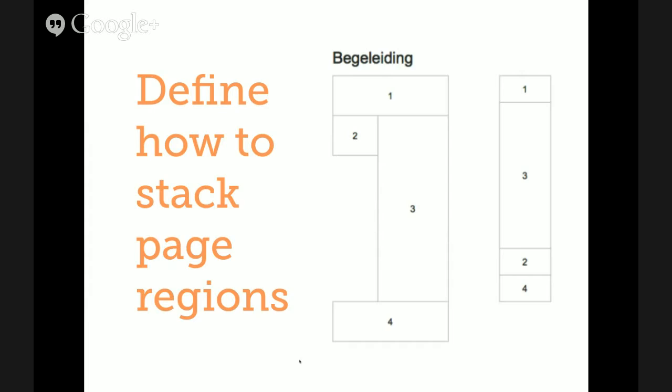So this is the high-level inventory you do of the page layouts and stacking of the regions you have to define for each of those individual layouts. So that's the first part.